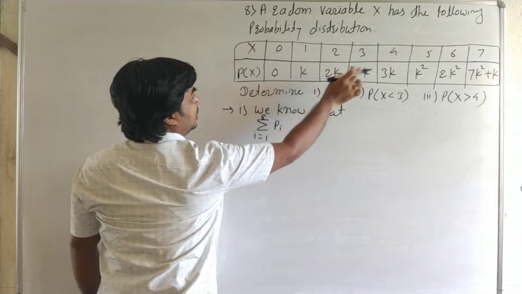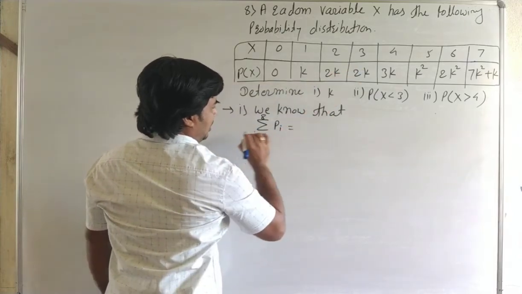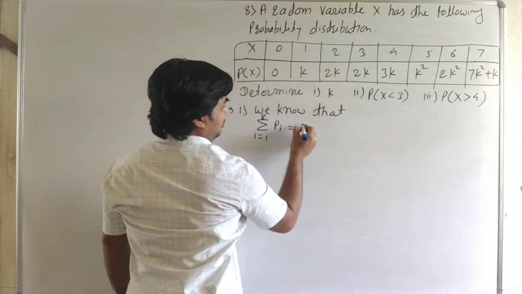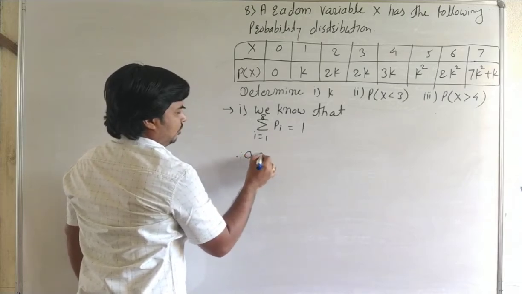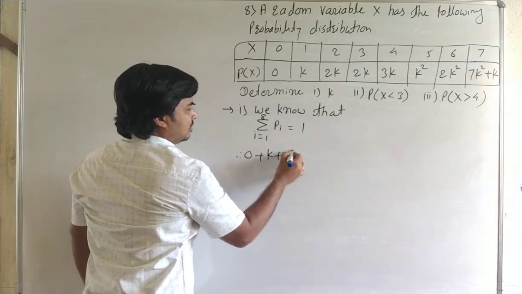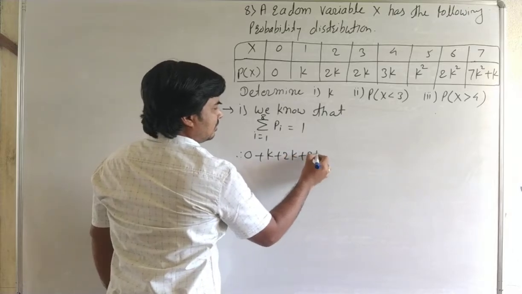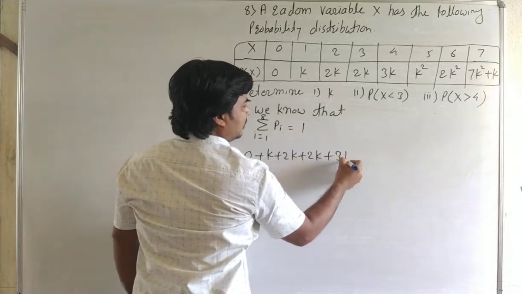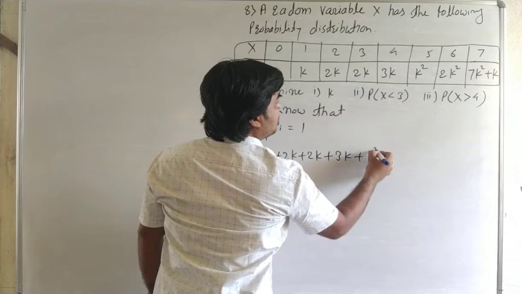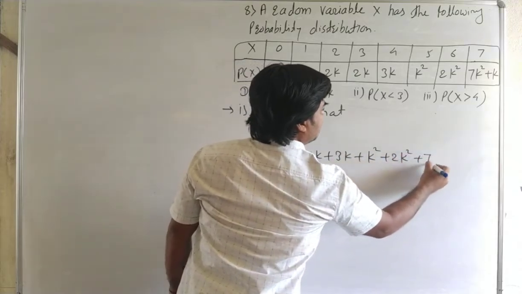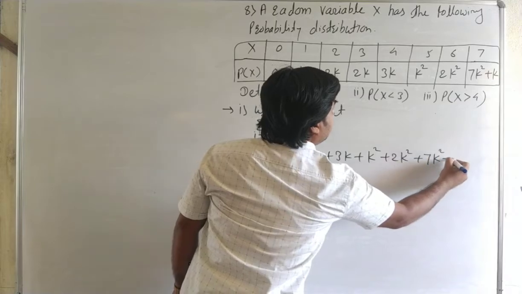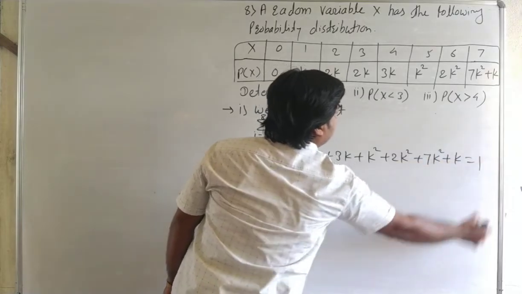It is P1, P2, P3, P4. Then the sum of all the probabilities is equal to 1, and therefore we can write 0 plus k plus 2k plus 2k plus 3k plus k square plus 2k square plus 7k square plus k is equal to 1.